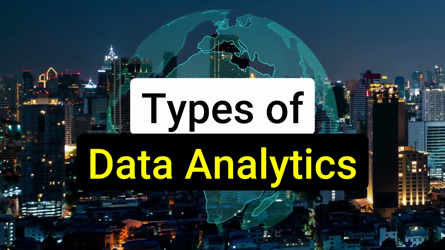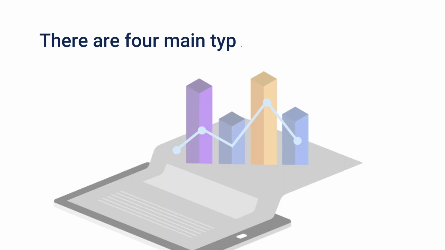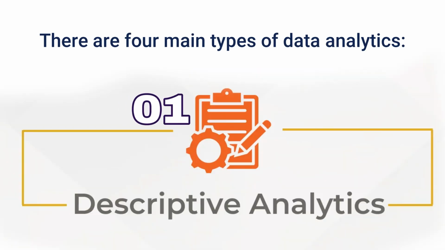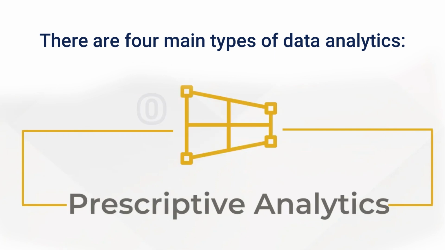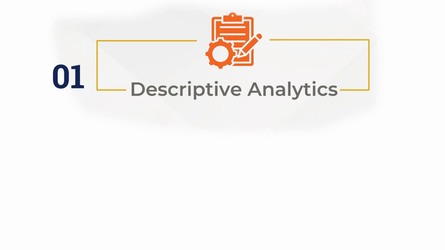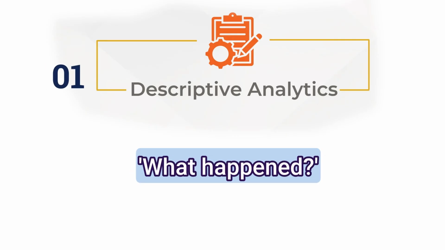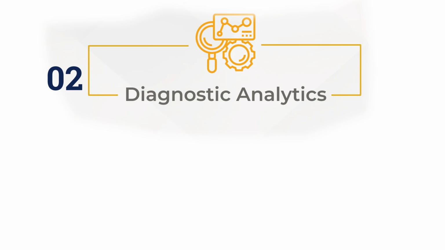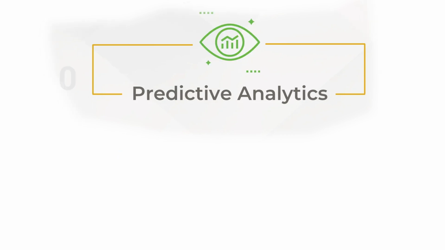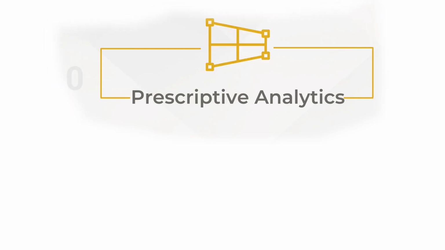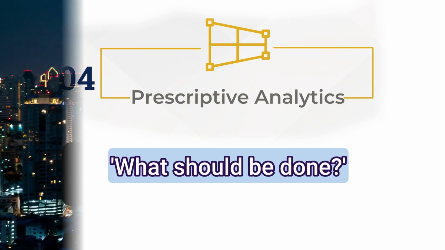Types of data analytics. There are 4 main types of data analytics: descriptive, diagnostic, predictive, and prescriptive. Descriptive analytics answers, what happened? Diagnostic analytics answers, why did it happen? Predictive analytics forecasts, what might happen in the future? And prescriptive analytics provides recommendations on what should be done.